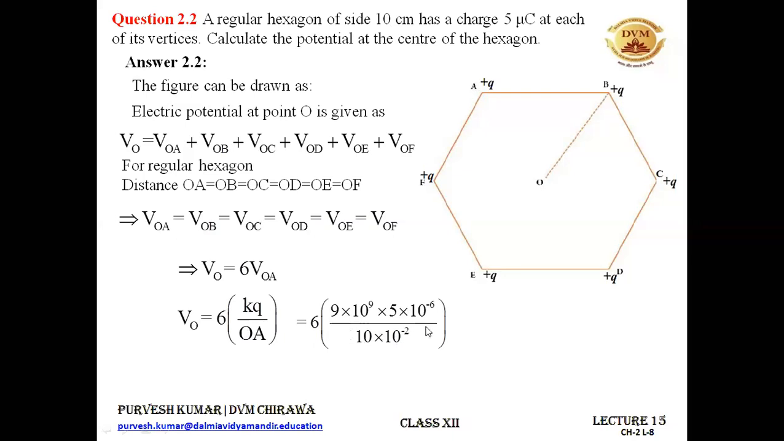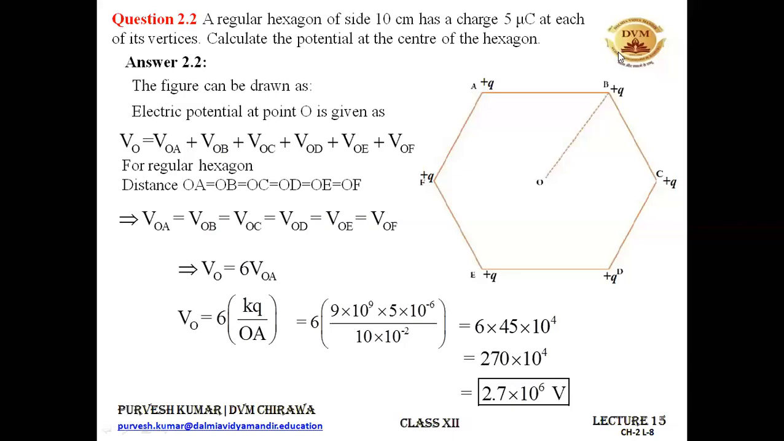When you solve it out, you will be getting this thing. Once the power is solved, you will be getting this thing. And when you solve it out, it will be 270 into 10 to the power 4, that is equal to 2.7 into 10 to the power 6 volt. All right, so this is how we can find out the electrostatic potential at point O because of the charges present at the vertices of the regular hexagon.